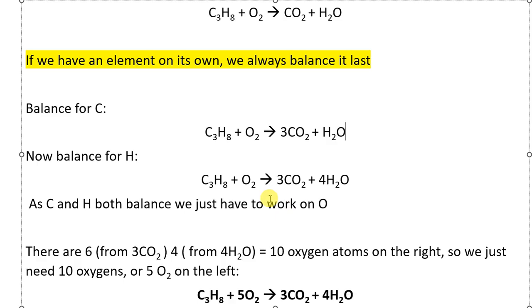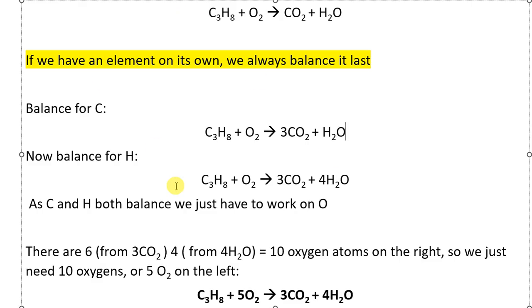On the right, I've clearly got more O on the right than on the left. On the right, 3 CO2 gives me 6 oxygens. 2 in every molecule of CO2, I've got 6 altogether. 4H2O gives me 4 oxygens. 6 plus 4, that gives me 10 on the right, so I just need to have 10 on the left. Put the coefficient 5 in front of the O2. And there's my final balanced equation.